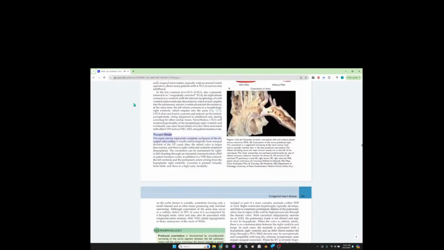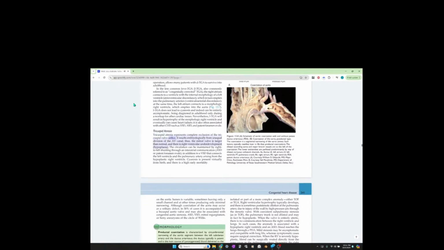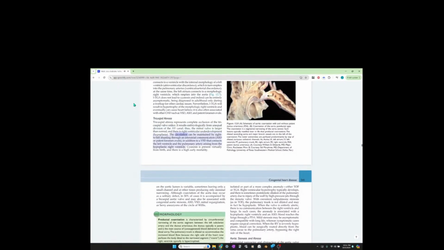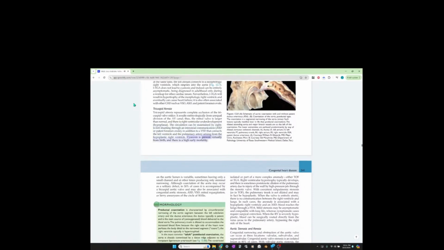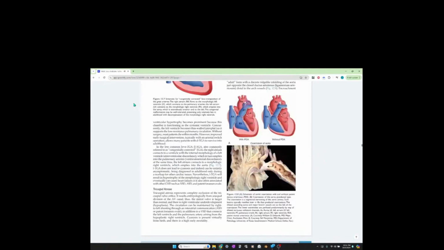Tricuspid atresia. Tricuspid atresia represents complete occlusion of the tricuspid valve orifice. It results embryologically from unequal division of the AV canal. Thus, the mitral valve is larger than normal, and there is right ventricular underdevelopment. The circulation can be maintained by right-to-left shunting through an interatrial communication, in addition to a VSD that connects the left ventricle and the pulmonary artery arising from the hypoplastic right ventricle. Cyanosis is present virtually from birth, and there is a high early mortality.